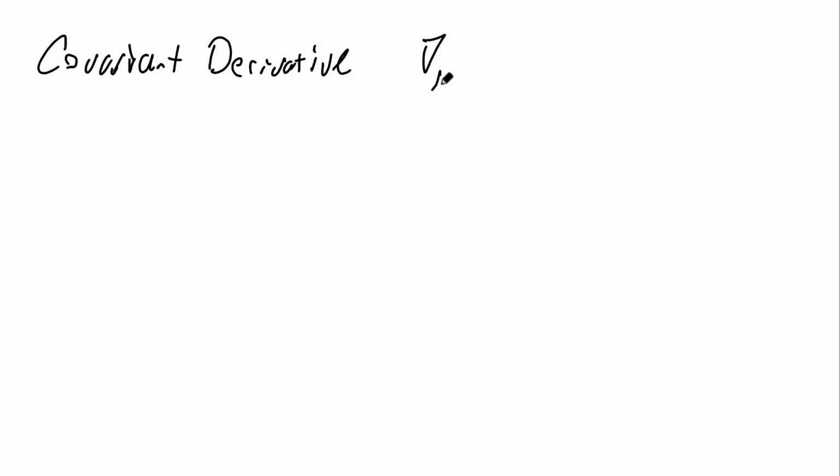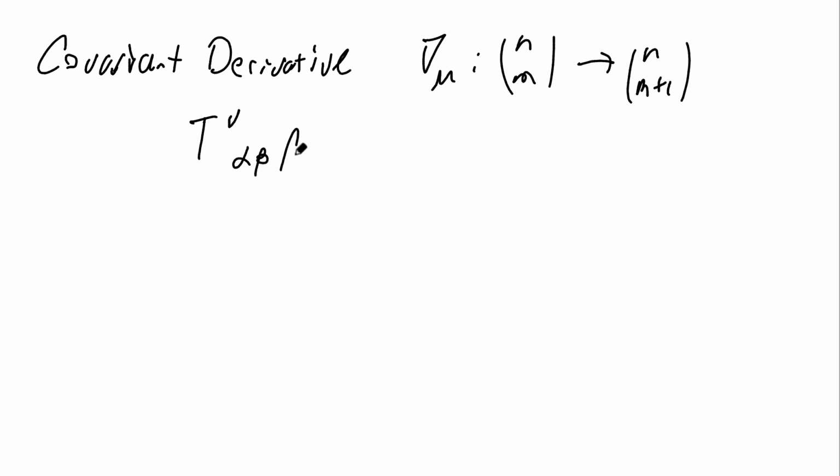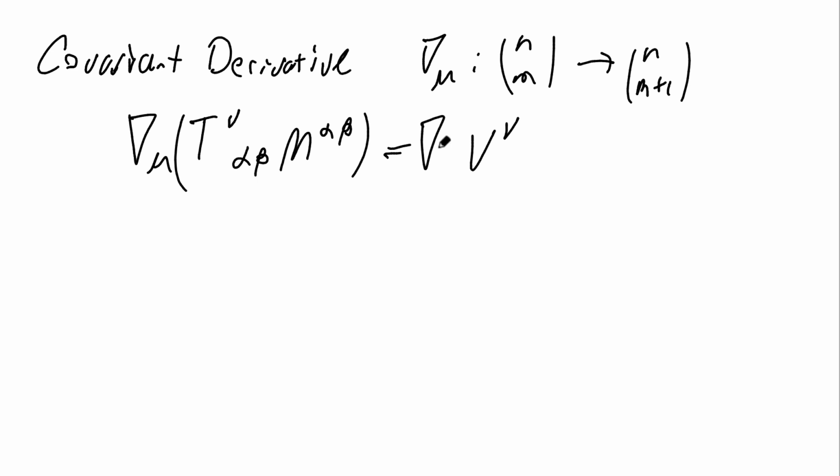The covariant derivative maps a type (n,m) tensor to a type (n,m+1) tensor. And we can let the covariant derivative act on any tensor or any tensor equation. So for example, let's take this familiar equation, T^ν_{αβ} M^{αβ} equals the vector V^ν. We can let the covariant derivative act on this. And now we have a type (1,1) tensor on each side. Here there is one free upper index and one free lower index, so this is a type (1,1) tensor.